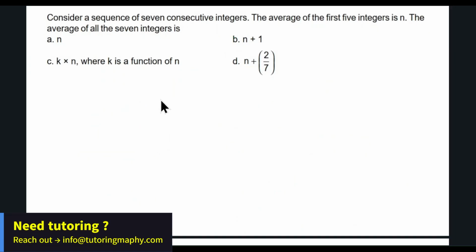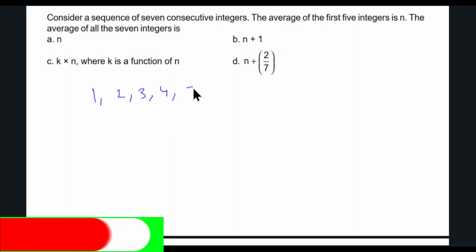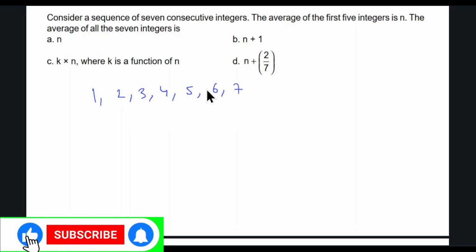For those who are interested in the shortcut, as I said, you can take the consecutive integers as 1, 2, 3, 4, 5, 6, 7. Take the average of the first 5 integers.